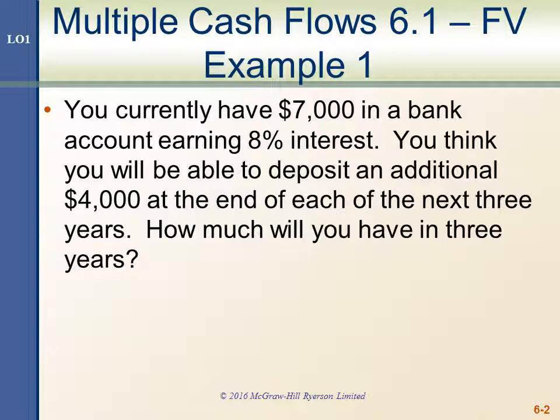So the first example regards a future value calculation, and the setup is as follows. You currently have $7,000 in a bank account earning 8% interest. The implication here being that means 8% per year. You think that you will be able to deposit an additional $4,000 at the end of each of the next 3 years. How much will you have in 3 years? Well, what we need to do is recognize that there are a total of 4 cash flows that we need to move out to time equals 3.